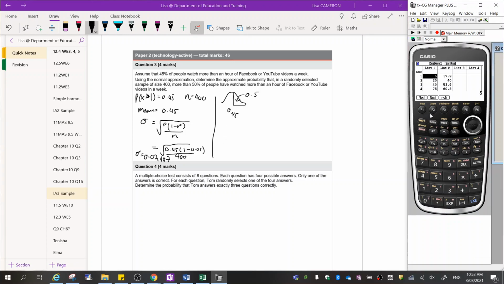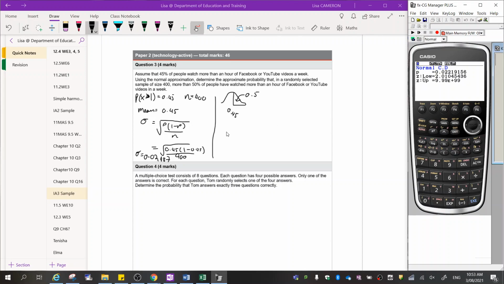It's part of the normal distribution, so let's go NCD. Now, if we want it to be going right, which means that our lower is going to be 0.5. Our upper is going to be infinity, so 10 to the power of 99. Our standard deviation is going to be 0.02487. And our mean is going to be 0.45.